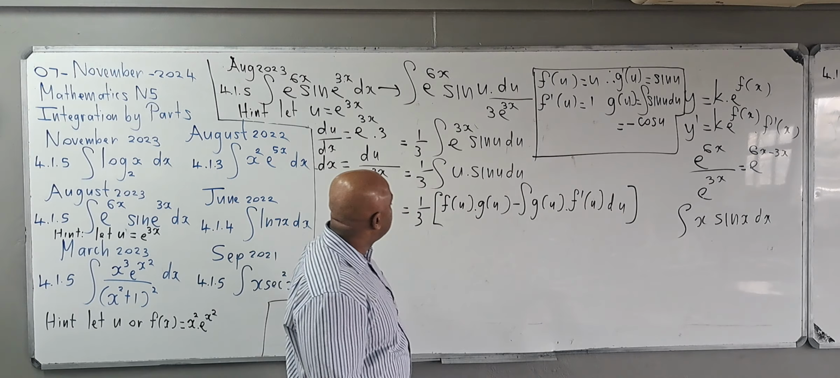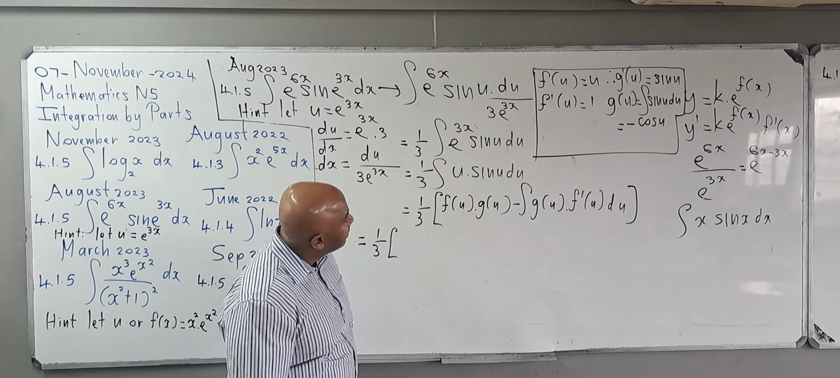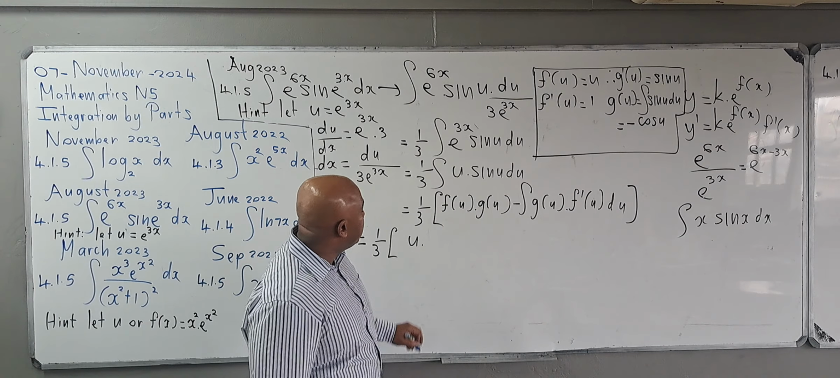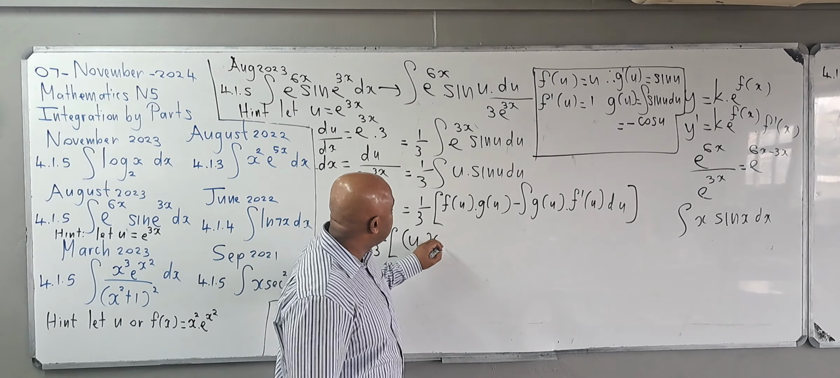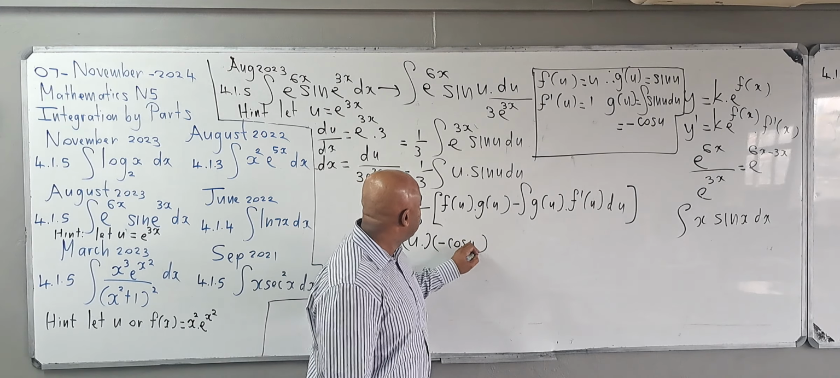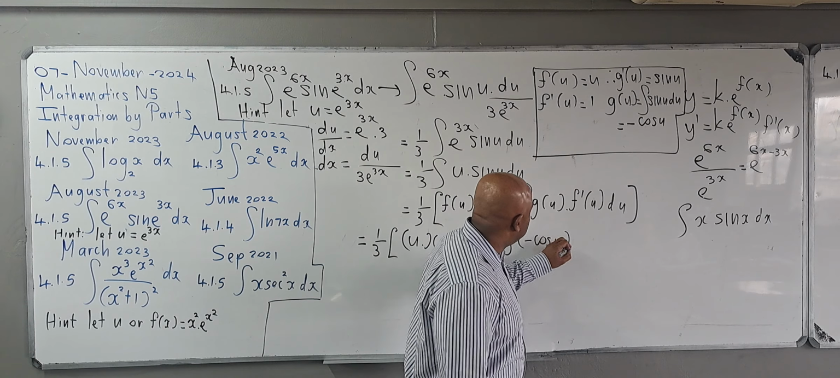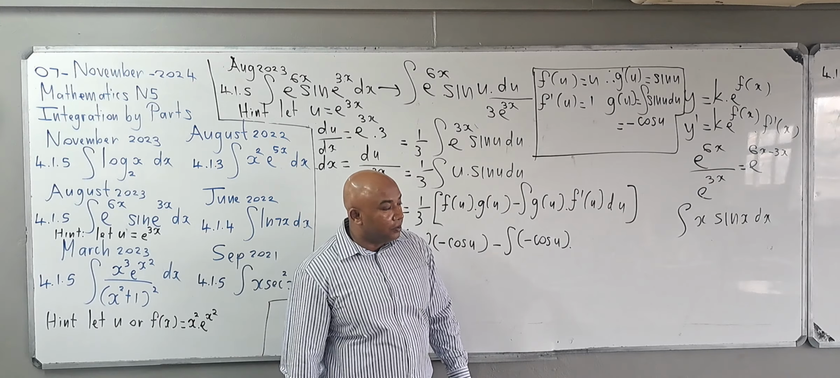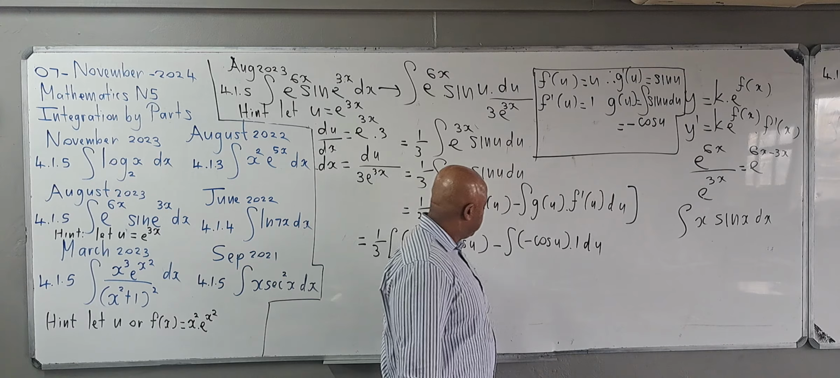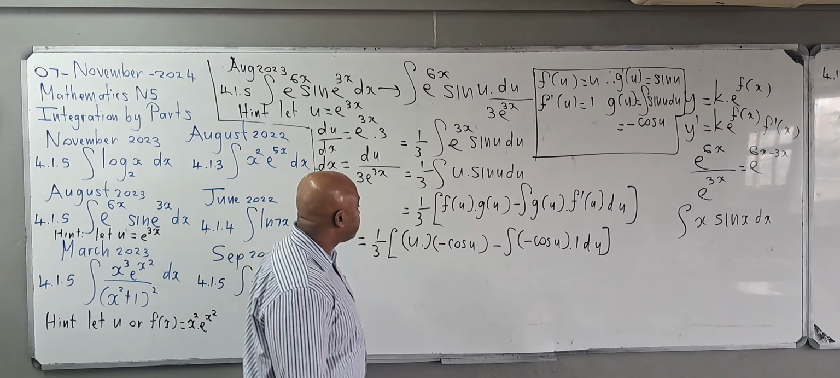Close the bracket there. Let's substitute. So that's 1 over 3. What is my f of u? It's u. What's my g of u? G of u is minus cos u. G of u again, minus cos u. And then f prime u, which is just 1 du. Okay, so let's close there.